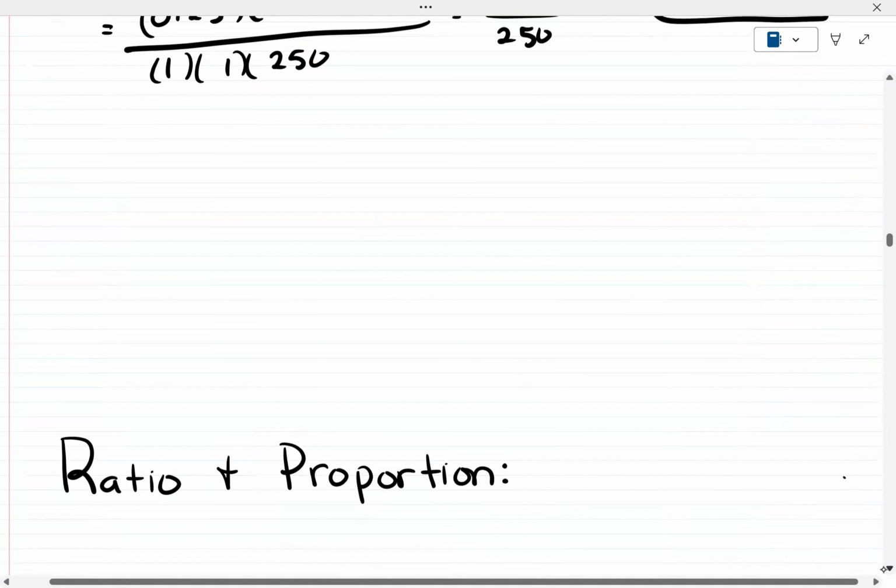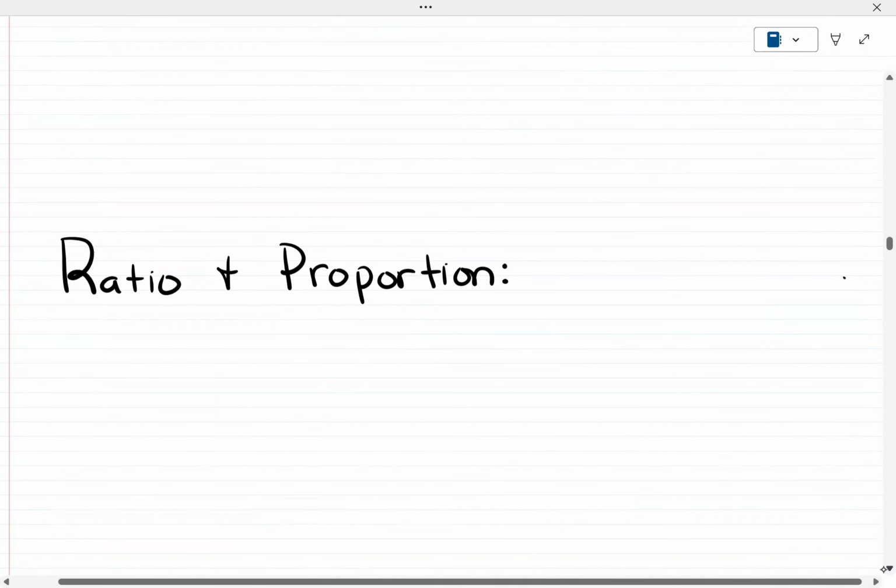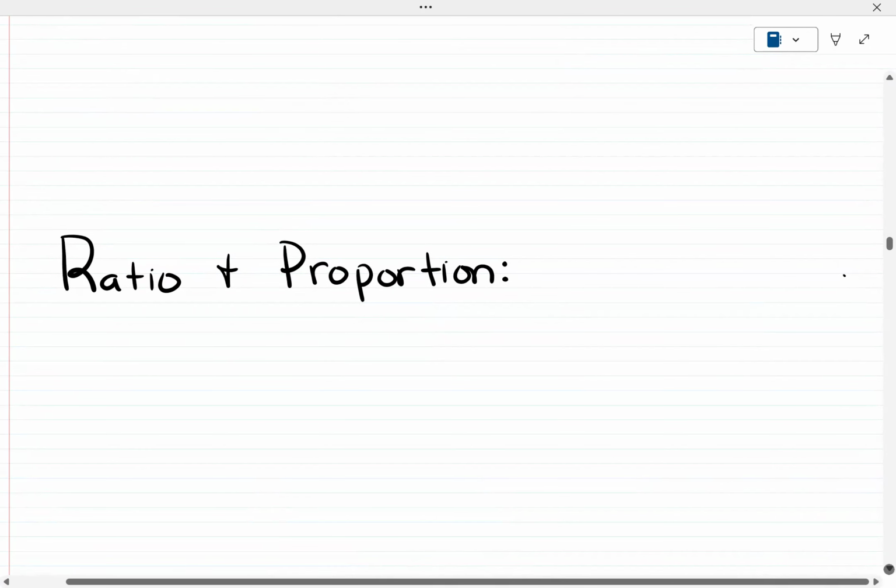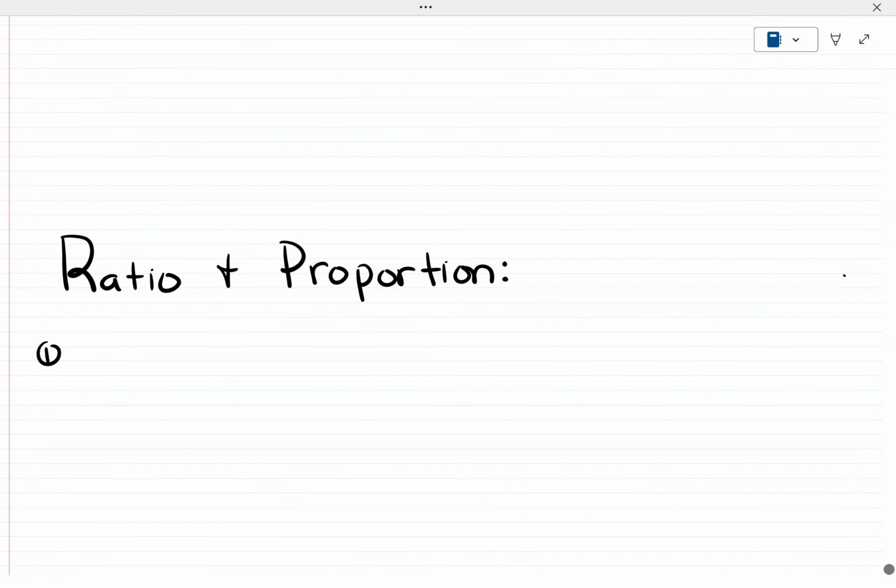Okay, let's start with ratio and proportion. So we do have to do an extra conversion, right? Because we were given grams and availability was in milligrams. So first, what I'm going to do is convert 0.25 grams to milligrams. So how do I do that?